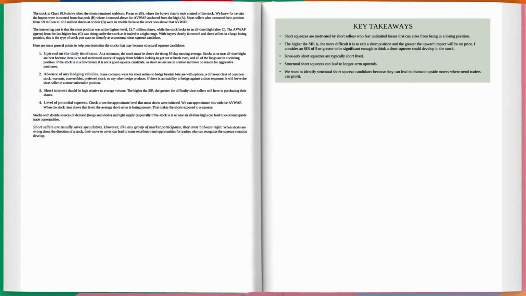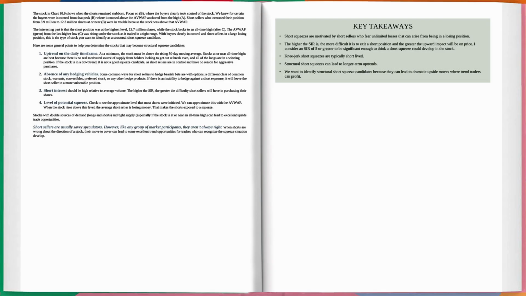The stock in chart 10.9 shows when the shorts remained stubborn. Focus on B, where the buyers clearly took control of the stock. We knew for certain the buyers were in control from that peak B, where it crossed above the AVWAP anchored from the high A. Short sellers who increased their position from 3.9 million to 12.3 million shares at or near B were in trouble because the stock was above that AVWAP. The interesting part is that the short position was at the highest level, 13.7 million shares, while the stock broke to an all-time high after C.